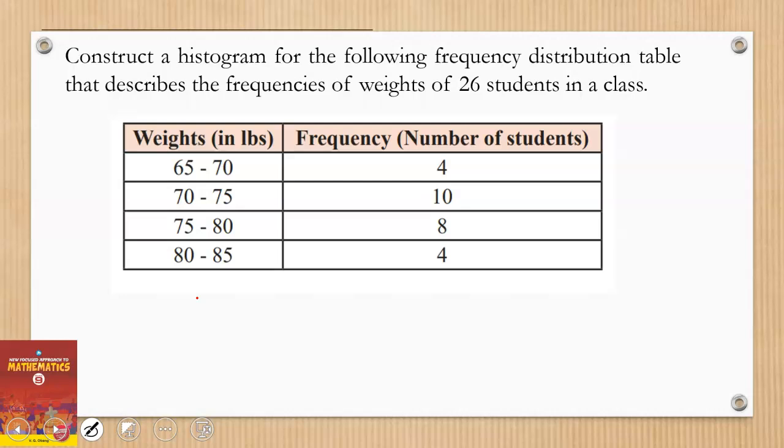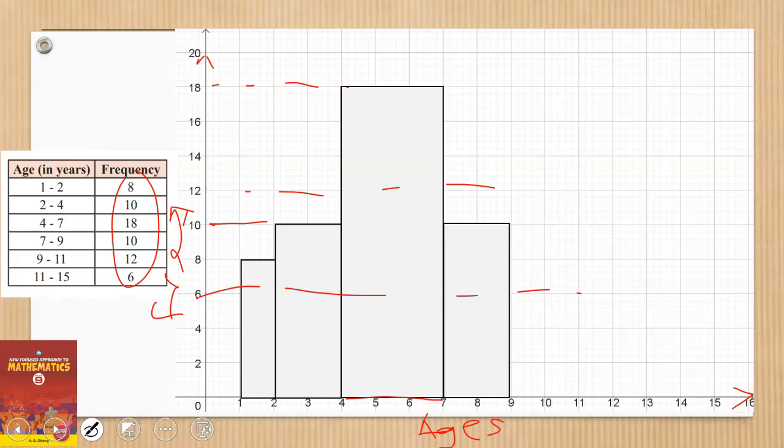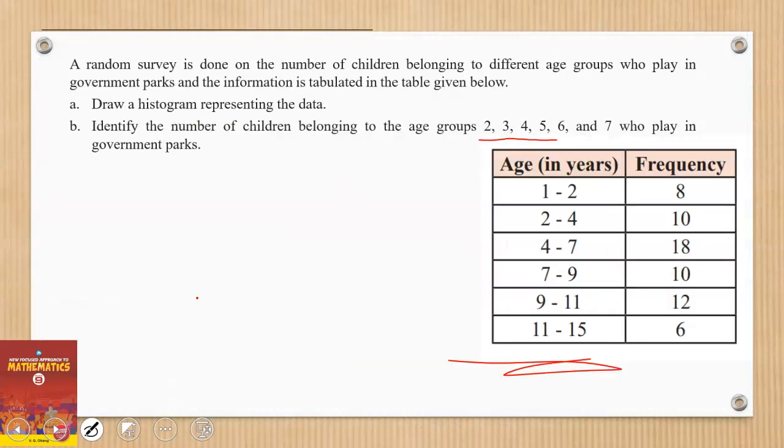This one too, the question says that construct a histogram for the following frequency distribution table that describes the frequency of weight of 26 students in a class. Before we do that, let's go back and finish this question. There was a question given to us. They said we are to identify the number of children belonging to the age group of this.